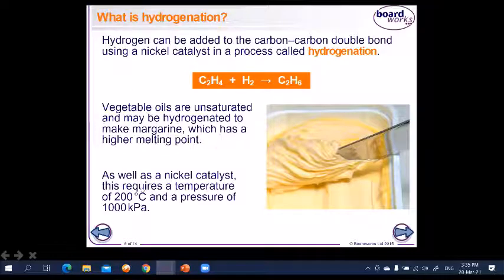Now, here's some specific stuff. For this particular process, besides using nickel, we usually have a temperature of 200 degrees Celsius and a pressure of 1,000 kilopascals.